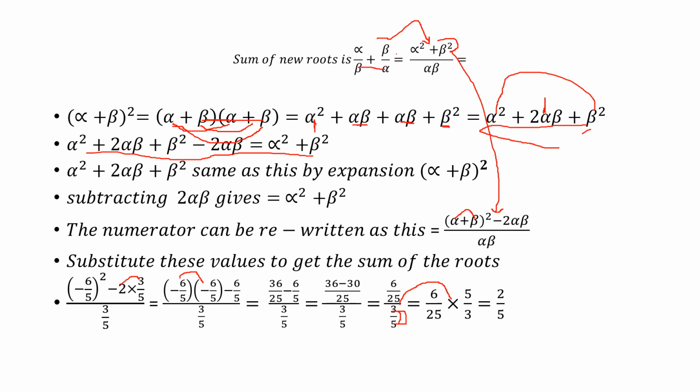So that's 6 over 25 times 5 over 3. So 3 here cancels 6: 3 goes into 6, 2 times. And 5 goes into 25, it remains 5. So that's how we get 2 over 5. So for the sum of roots of this new root that we are being given, alpha over beta plus beta over alpha, the sum of root is what? 2 over 5.